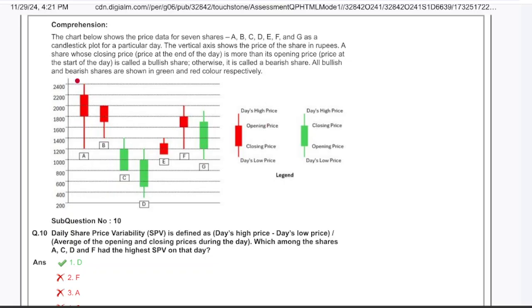So, if we talk about how this candlestick works, if I look at this bearish one, the red one is a bearish one. This is the day's high price, day's low price. This was the opening price, and this is the closing one. For the bullish market, when the rates are going up, this is the day's low price, day's high price. This is the opening, and this is the closing. That means it is going like this, and here in the bearish market, the price is going down.